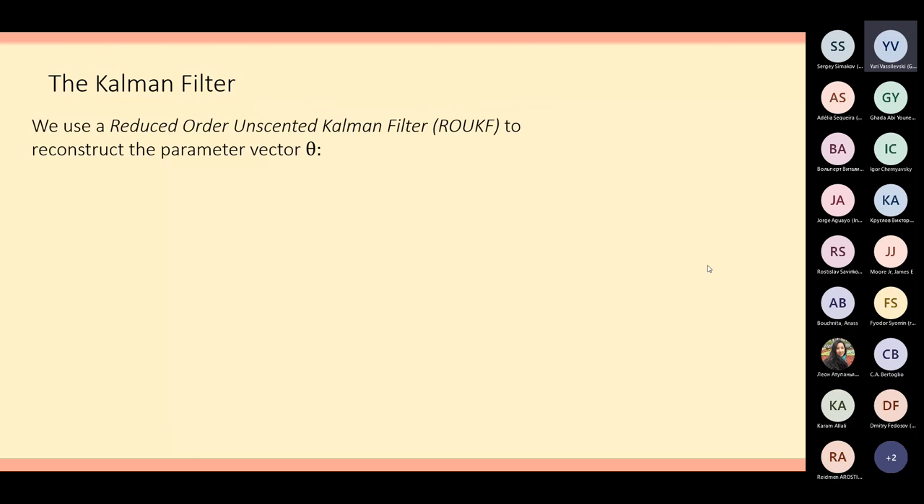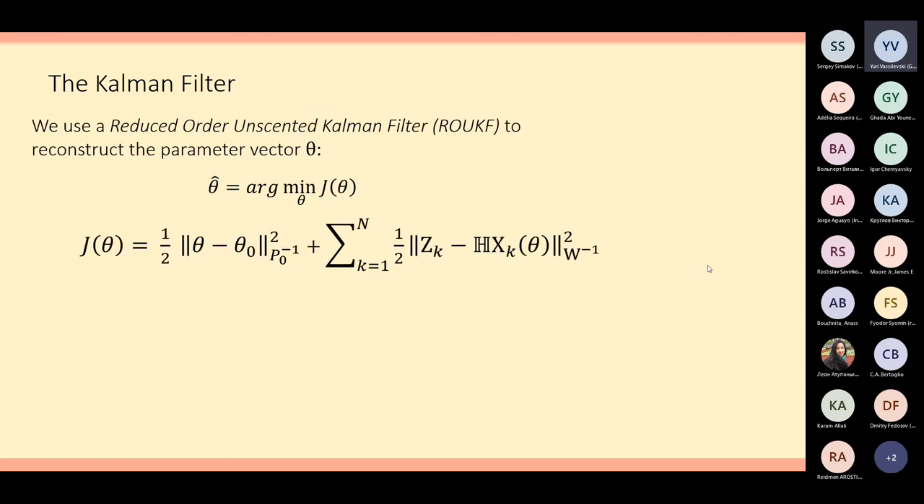This is not the classical Kalman filter. It's called the reduced order unscented Kalman filter. Several assumptions have already been made upon this Kalman filter, and we will reconstruct a theta vector, which contains the parameters that we want to optimize. But the main thing is we are minimizing some cost functional J. It's a pretty standard functional to minimize.